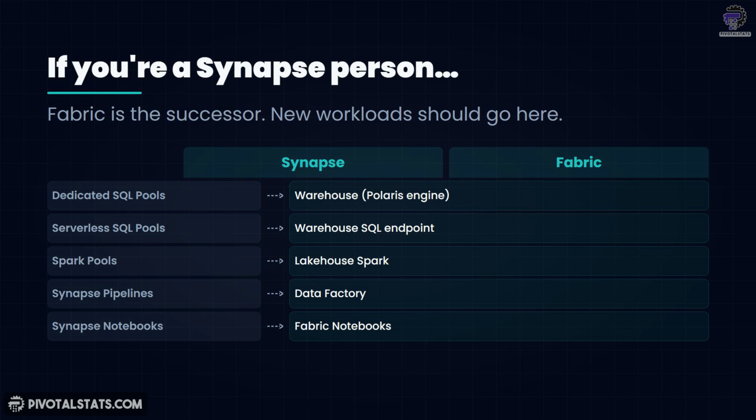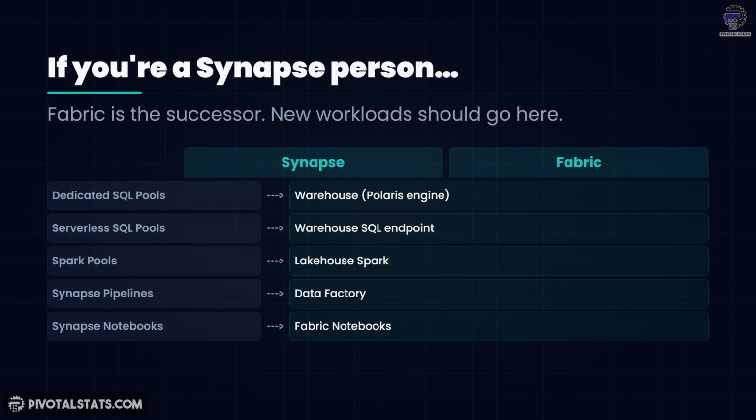tables. Synapse serverless SQL pools have a similar role to the Fabric warehouse SQL endpoint. Read-only T-SQL over files and storage. Synapse Spark pools become the Spark engine in Fabric Lakehouse. Some Spark configuration is similar, but you don't manage pool sizes the same way because compute scales against capacity. Synapse pipelines are now Data Factory in Fabric, which is actually a step back in some areas.